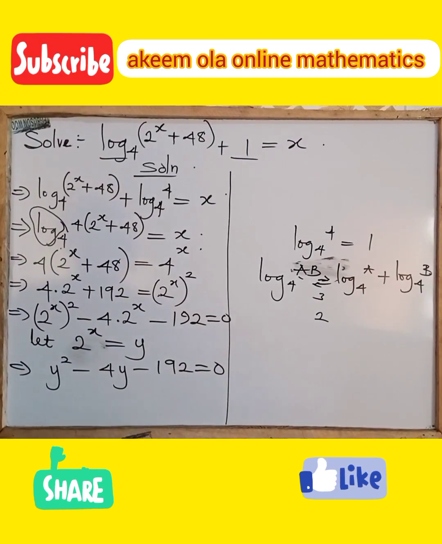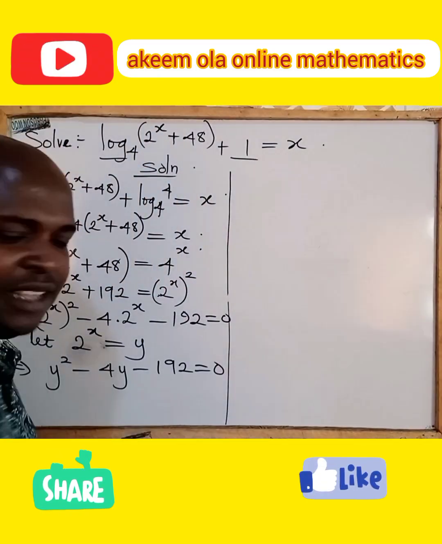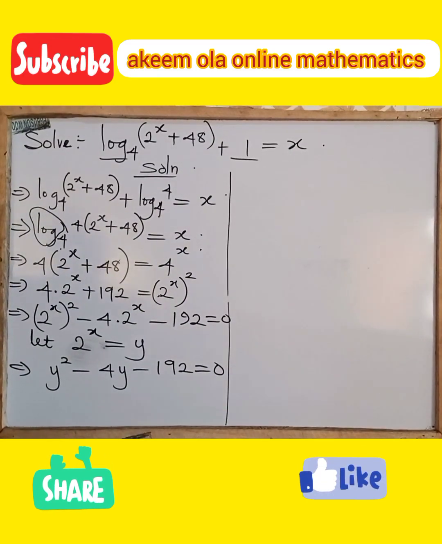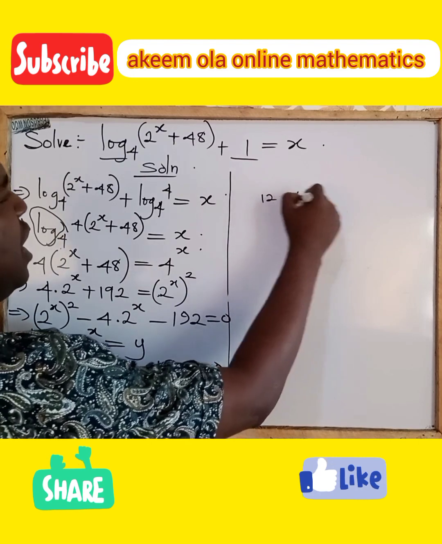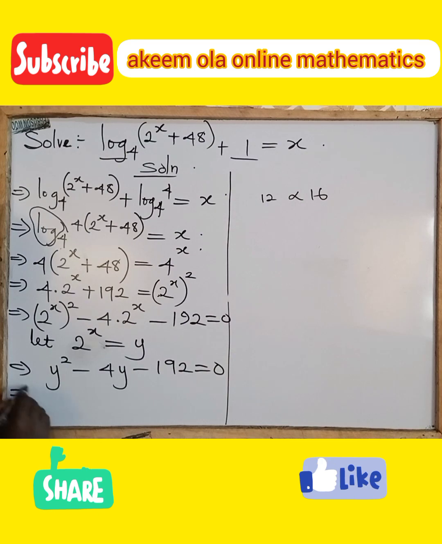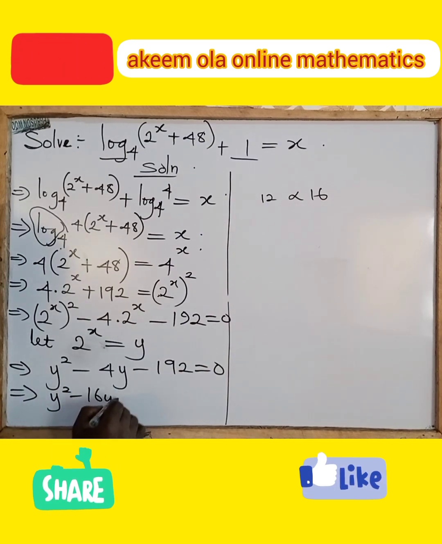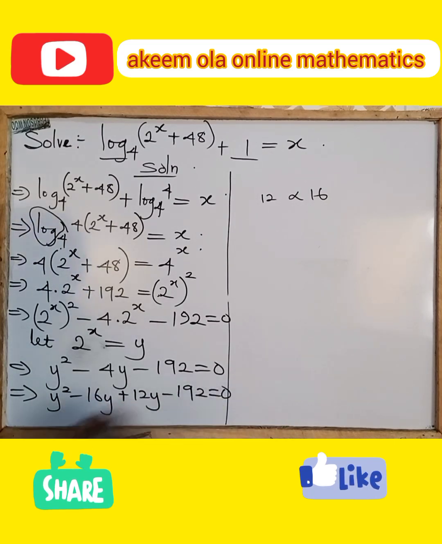How are we going to solve this? We look for two numbers that when you multiply together give 192, and when you add them together give minus 4. The way I'm looking at it, let's look at 12 and 16. If you use 12 and 16, that means I'm going to have y squared minus 16y plus 12y minus 192 is equal to 0.